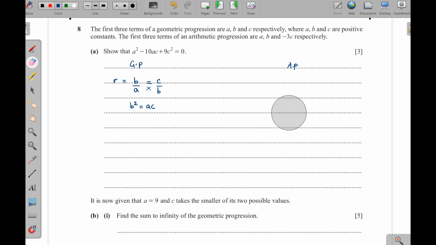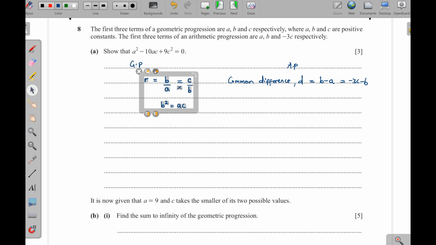So I'll say the common difference d is going to be equal to the second term, which is b minus a, has to be equal to the third term, which is minus 3c, minus the second term, which is b. Okay. So here, just like I said here, it has to be the common ratio r has to be that.